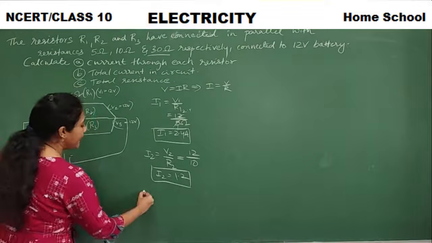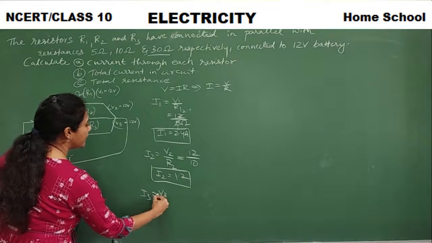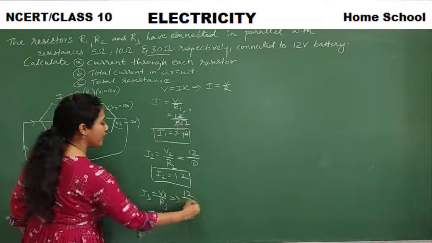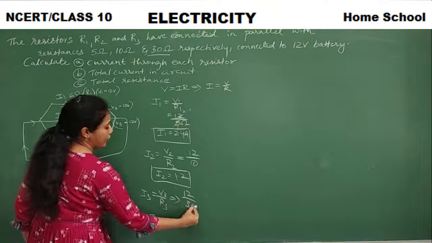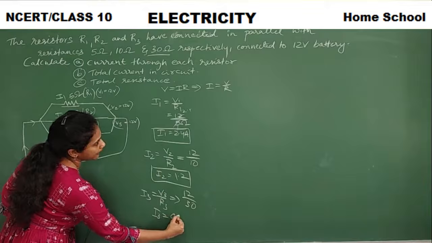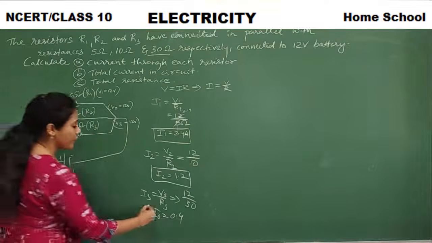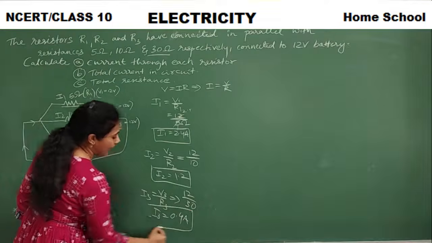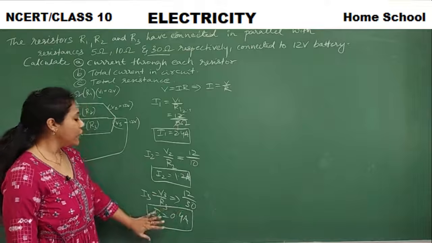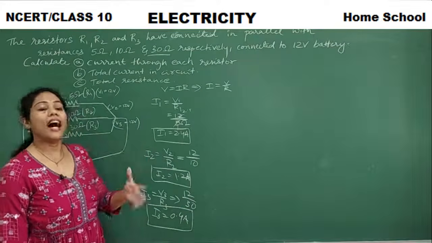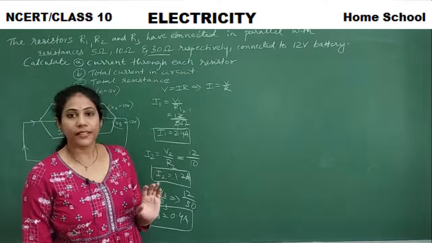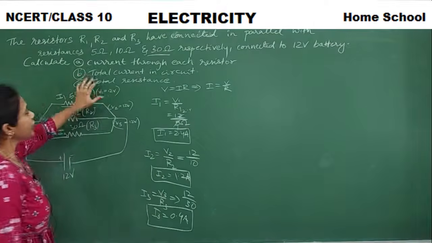Right? So similarly, I3 is equal to V3 by R3, which implies, what is V3? 12 volts. And what is R3? 30. So how much is the I3 value you would be getting? You would be getting 0.4, right? So I3 is 0.4 amperes, I2 is 1.2 amperes. Don't forget to mention the unit here. Whatever you calculate, I, R or V, you should mention the answers with their units. Don't forget this, right? So the first question is over.